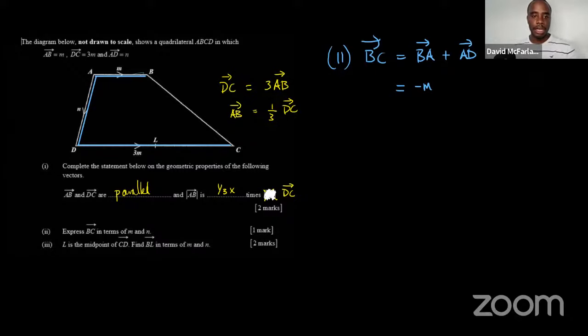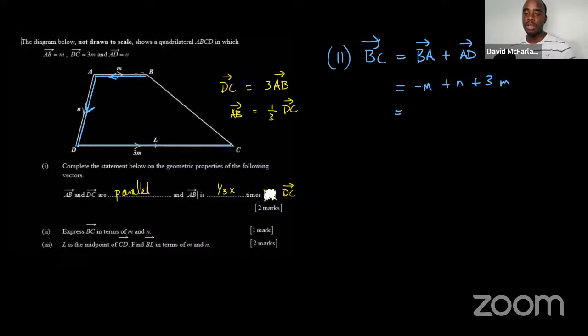Likewise, and let me put in the arrows over here. Next, I want to find AD, but I know that AD is N, so I can replace AD with N. And I want to go from D to C, but I know that DC is 3M, so I can just write that there. So now I have written BC in terms of M and N.